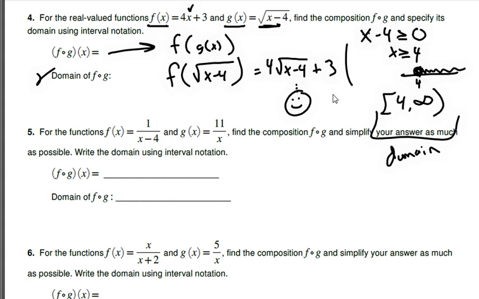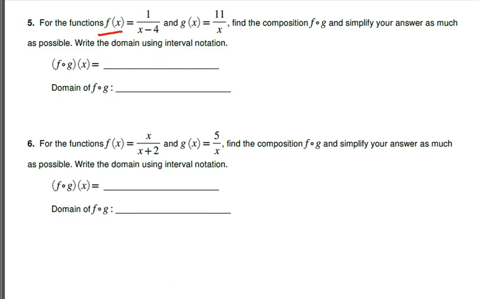That's the function. We can't simplify this anymore. We can't square it or rationalize the denominator or factor anything like that. That's a good answer right there: 4 square root of x minus 4, plus 3.